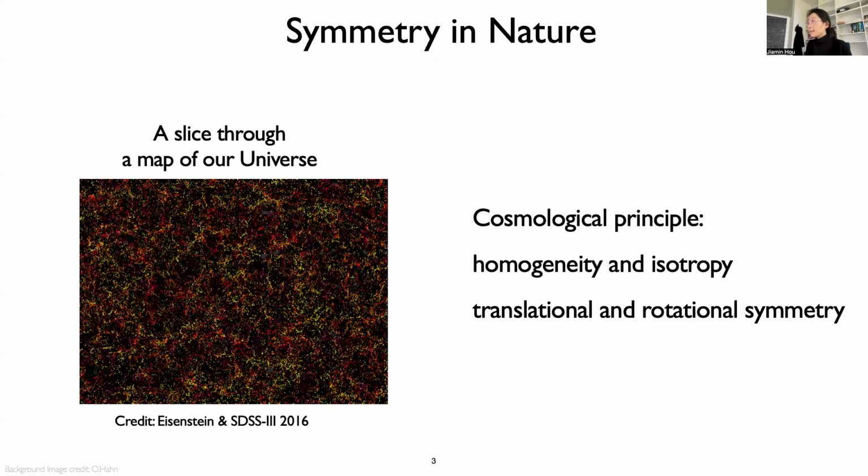So let's get started. Before discussing asymmetries in the universe, let's first look at some examples of symmetries in nature. On the left, you can see a slice through a map of our universe where each point represents one galaxy. The galaxies are color-coded by their redshift, and this map is from the Sloan Digital Sky Survey. So this map illustrates the cosmological principle, which states that our universe is homogeneous and isotropic on large scales. In other words, there are translational and rotational symmetries on cosmological scales.